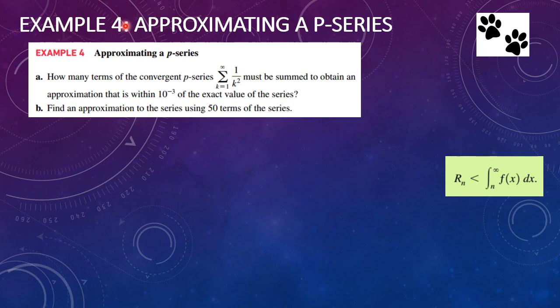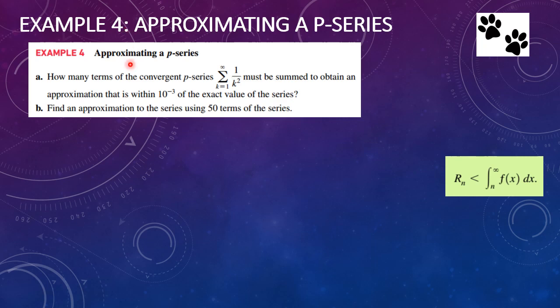So now let's look at an example. Approximating a p-series. A: How many terms of the convergent p-series, the summation from k equals 1 to infinity of 1 over k squared, must be summed to obtain an approximation that is within 10 to the negative 3 of the exact value of the series? And B: find an approximation to the series using 50 terms of the series. So these are two good problems, and they use different parts of the estimating series theorem 10.13.